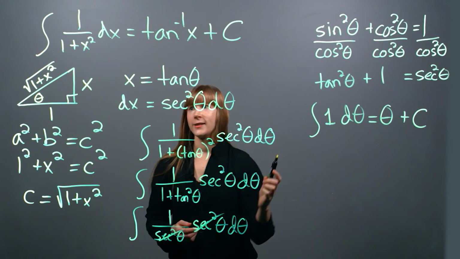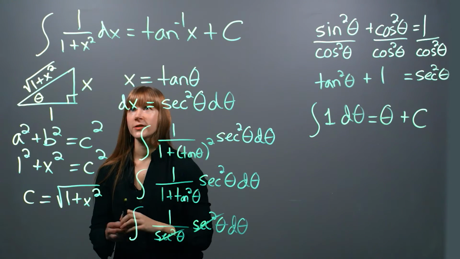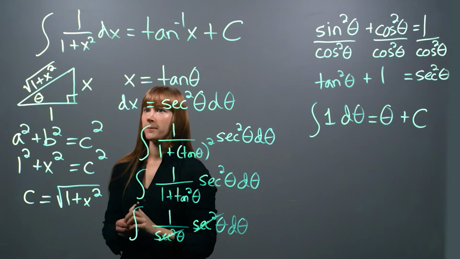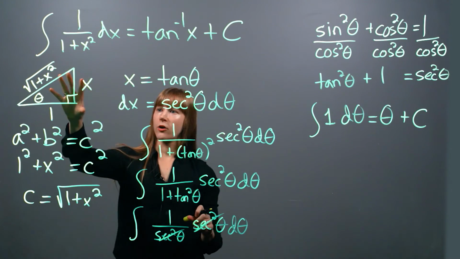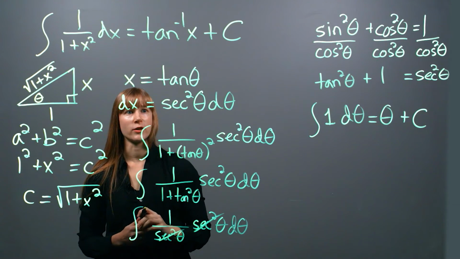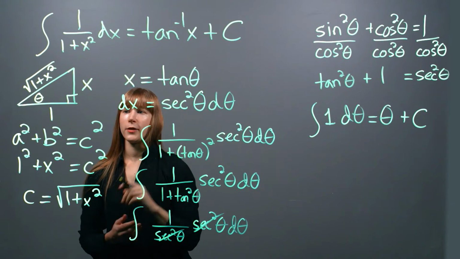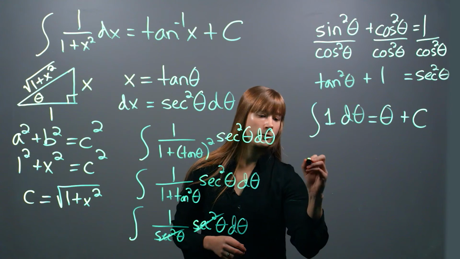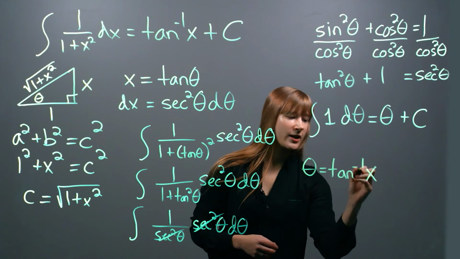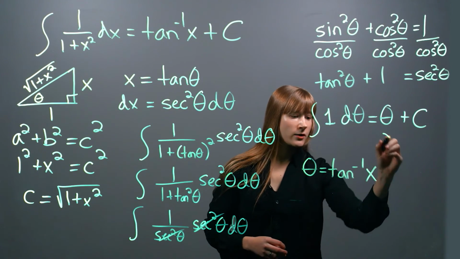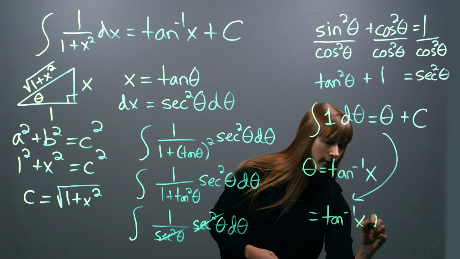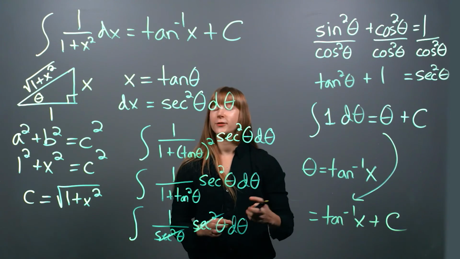So I don't want my answer in theta. My integral started in x. I don't want my answer to be in another variable. So I can go back to my right triangle. I can go back to my substitution for x. I can get theta by itself by taking the inverse tan of x. So now I have the final answer for my integral, and there we have it.